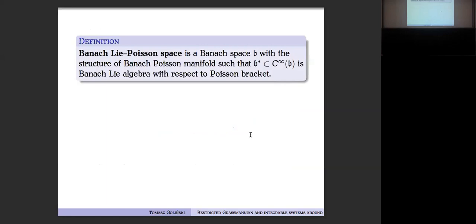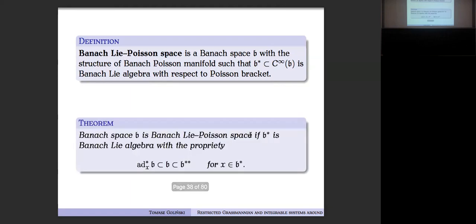Okay. So, Banach Lie-Poisson space. That's what Daniel was defining in his first lecture. It's just a Banach space equipped with the structure of a Banach manifold, such that its dual is a Banach Lie algebra with respect to the Poisson bracket. Alternatively, it can be said that the Banach space is a Banach Lie-Poisson space if its dual is a Banach Lie algebra with a property like that.